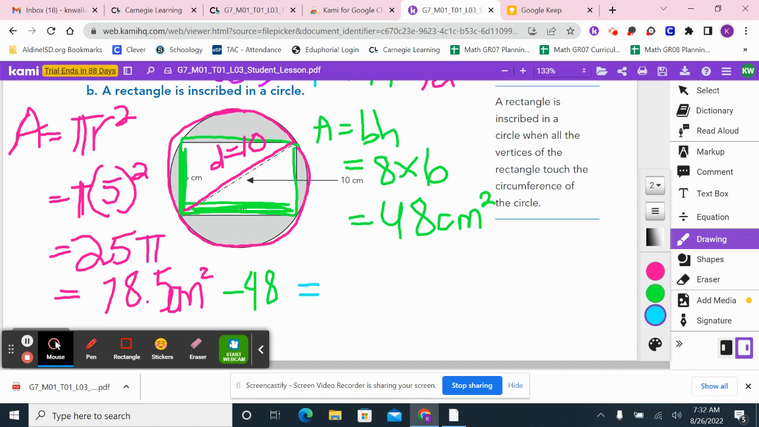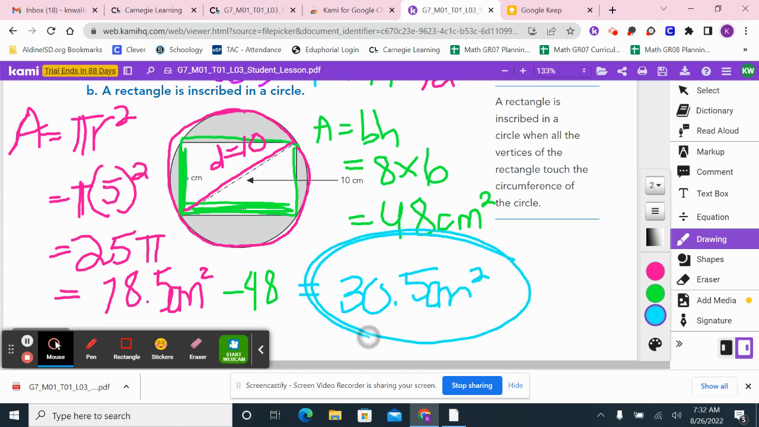Then the area of the rectangle, area is equal to base times height. 8 times 6 gives you 48. And now you can simply subtract. When you subtract, you should get your answer of 30 and 5 tenths centimeters squared. And there's your answer for 5B.